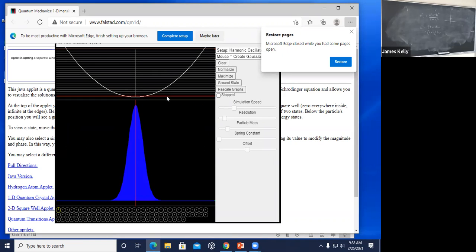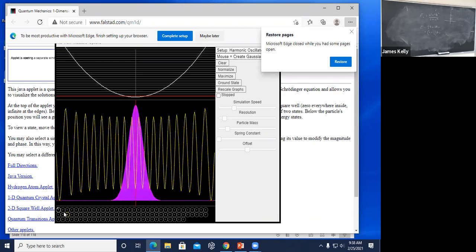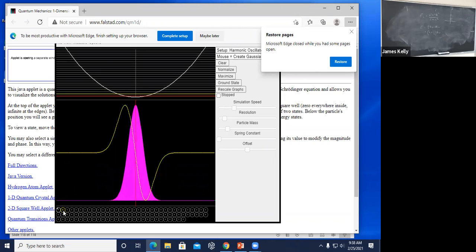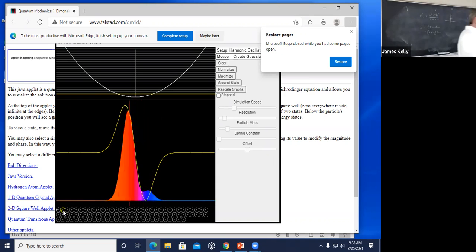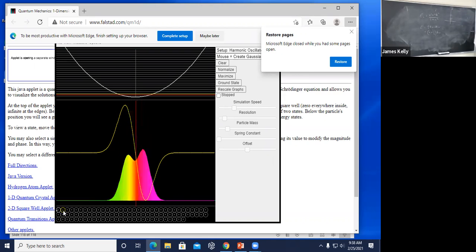Well, in any case, I'm going to put it in the ground state there. And now what I'm going to do is add on to the ground state a little bit of first excited state. So I'm going to put it in a linear combination of the ground state and the first excited state. Of course, it's not in an energy eigenstate. That means it's not in a stationary state. And so we see the probability density moving.